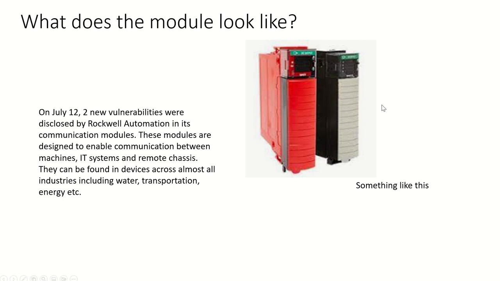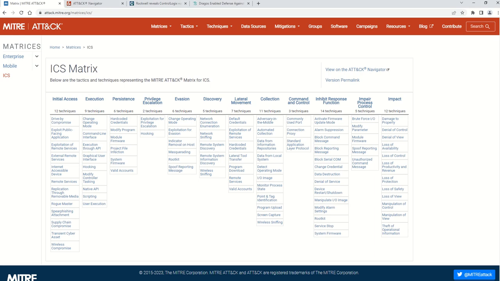And I've posted a picture here for non-ICS guys, to show what the module looks like. It looks something like this. Now, we will try to map this vulnerability against the MITRE ATT&CK framework so that we can better understand the techniques and tactics that the attacker will use during the different stages of this cyber attack. So before diving into the MITRE ATT&CK framework, let's understand a little bit about the vulnerability.